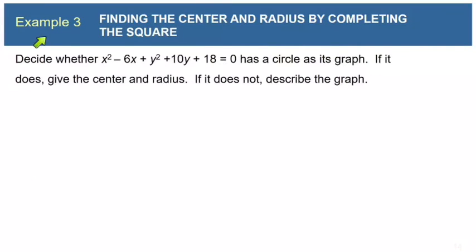Now let's try one together and see how we do. This is example 3. It says decide whether this equation has a circle as its graph. If it does, give the center and radius. If it does not, describe the graph. So what we'll need to do is complete the squares on the x and the y. Now remember, when we complete the square, it requires us to add something to both sides. So what I'll want to do is copy this over and leave a space where I can add something to the x terms and something to the y terms. And I'm going to take this 18 and move it to the right so it's out of the way.